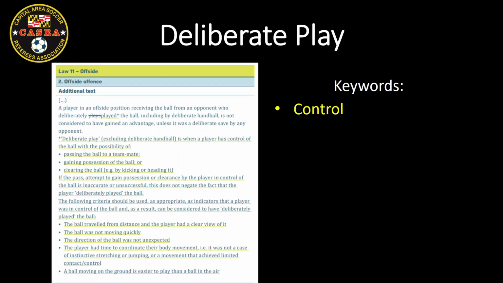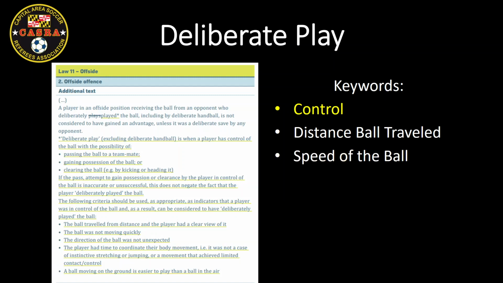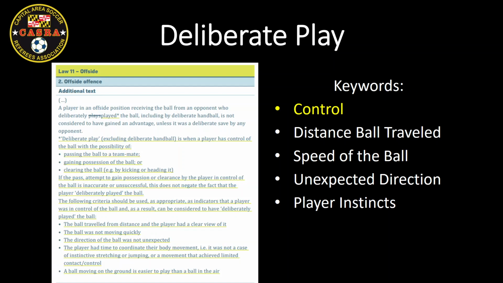The considerations for deliberate play are distance the ball travels, the speed of the ball. Did the ball travel in an unexpected direction? Is it a player's instinct? And the ball on the ground versus the ball in the air. One consideration for us as referees here is the skill and level of play.